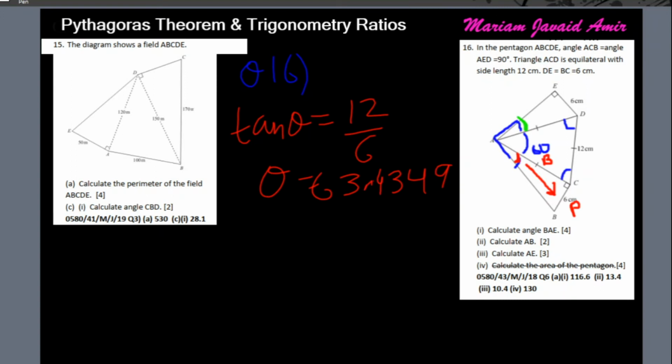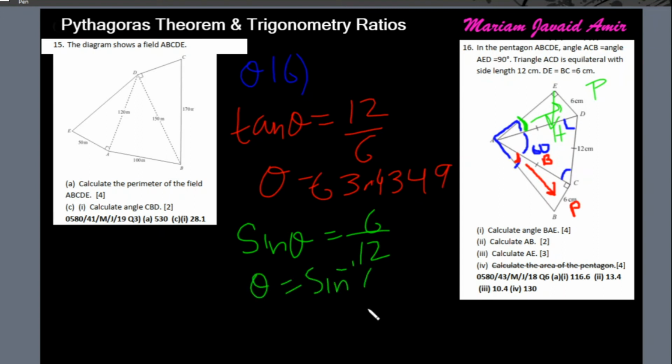Okay, next let's find the angle in green. So this is the perpendicular because it's opposite to the given angle, or the angle we need to find, and 12 is the hypotenuse now. Because it's opposite to 90 degrees, you're looking for a formula that uses perpendicular and hypotenuse, that is sine. Sine theta equals perpendicular over hypotenuse. So theta equals sine inverse half, this gives us 30 degrees.